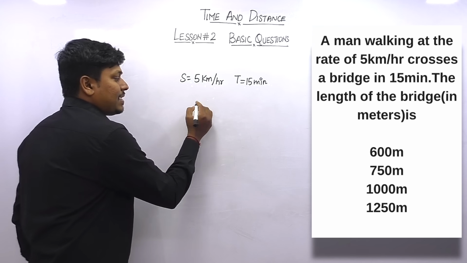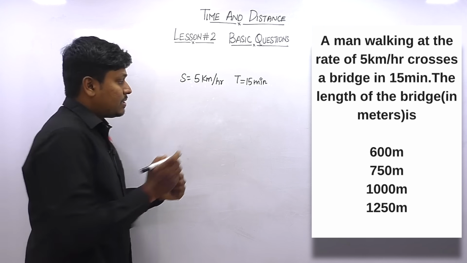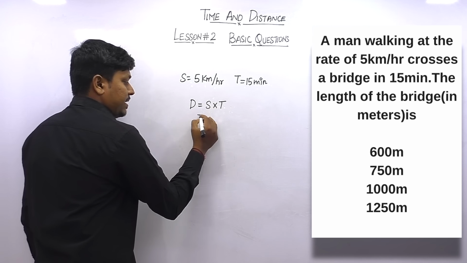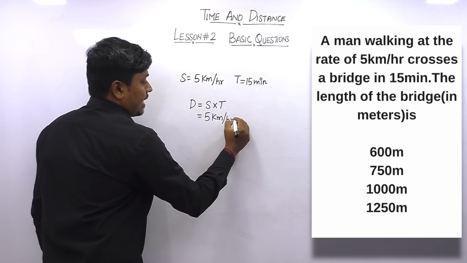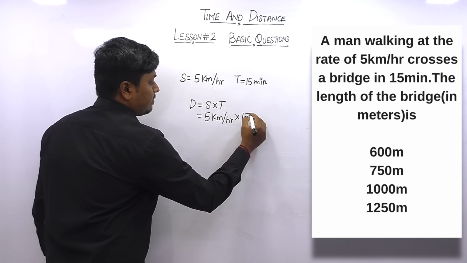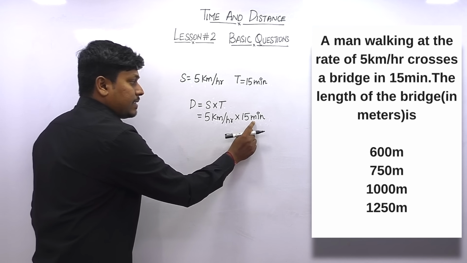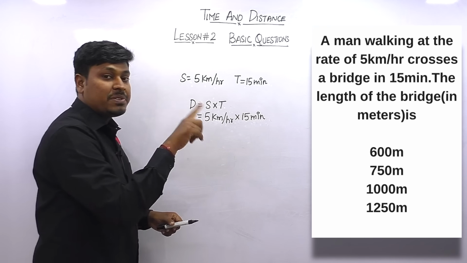So listen carefully, our target is to find the length of the bridge. Length of the bridge is equal to the distance of the bridge. So distance is equal to speed into time. First, speed. Speed is given, which is 5 km per hour. And time is also given, that is 15 minutes. So listen, they have given the speed in kilometer per hour and the time in minutes. But our target is to convert all the values in terms of meters.